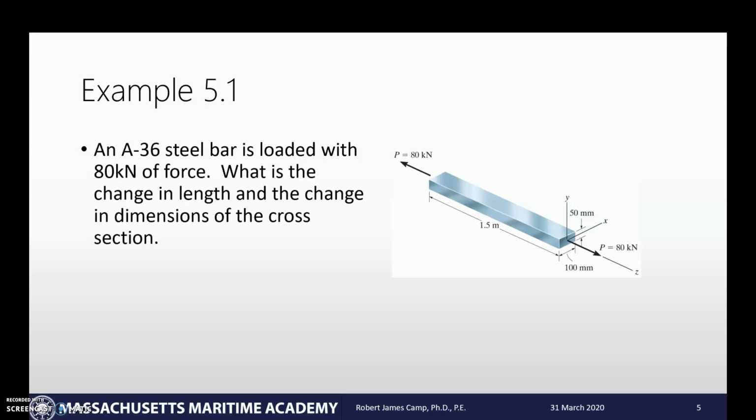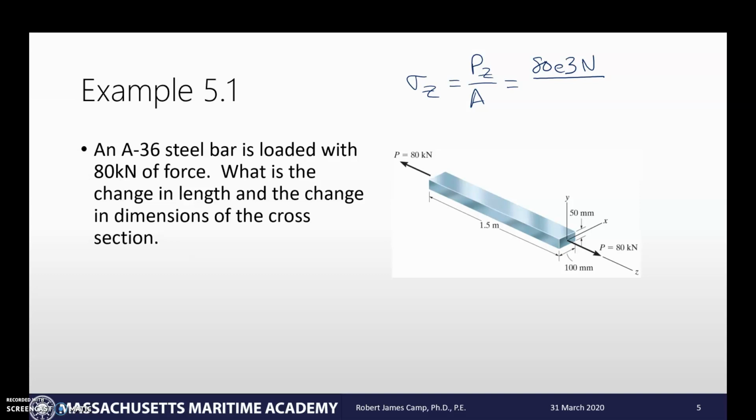The first thing I want to do is take a look at it and calculate what the stress is. So the stress in the z direction, because we're pulling along the z direction, is going to be the load in the z direction divided by the cross-sectional area over which that load is acting. Our load in the z direction is 80 kilonewtons, so 80 times 10 to the 3 newtons. We're going to divide that by the area.